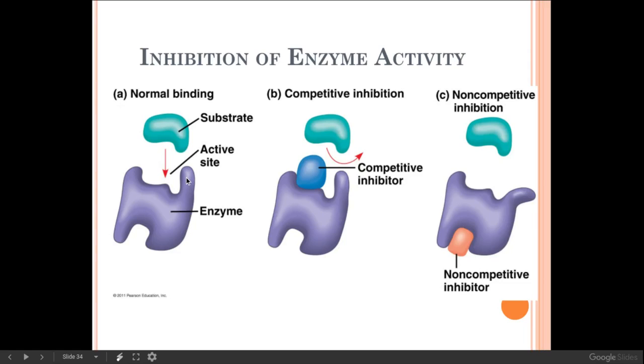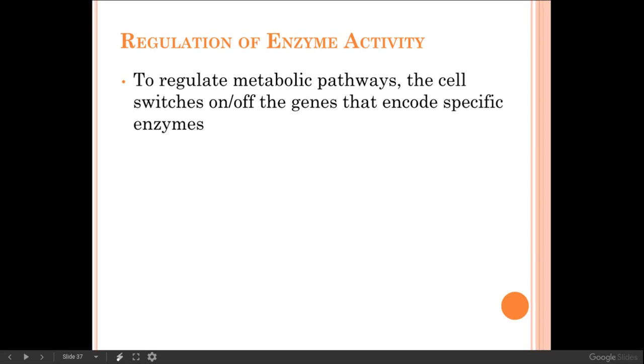So here's an example of inhibition. Here's the enzyme, here's the active site, here's the substrate that's supposed to fit in there. Here's an enzyme with a competitive inhibitor getting in the way of this substrate so it can't bind, so it can't go from substrate to product. And here is a non-competitive inhibitor binding in a place away from the active site that is changing the enzyme shape and not allowing the substrate to bind here. Now, there's various ways you can regulate enzyme activity.